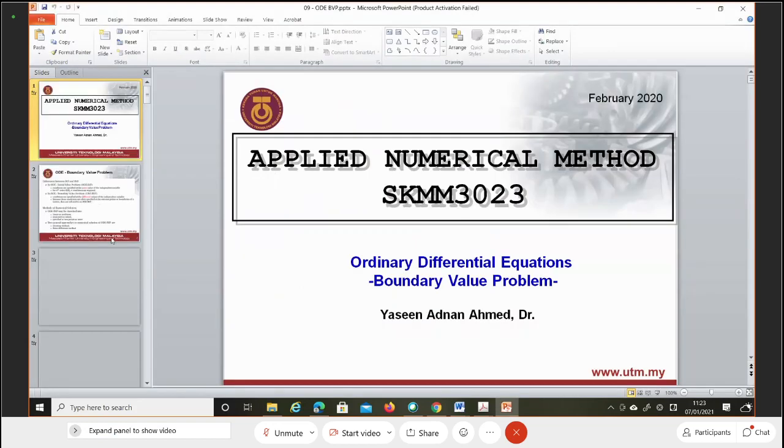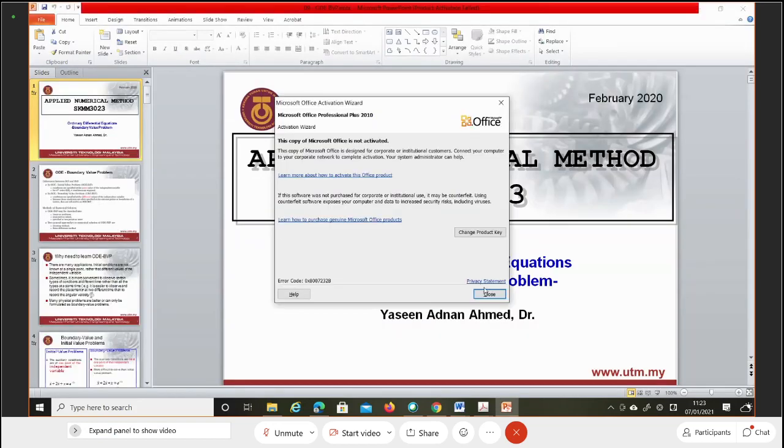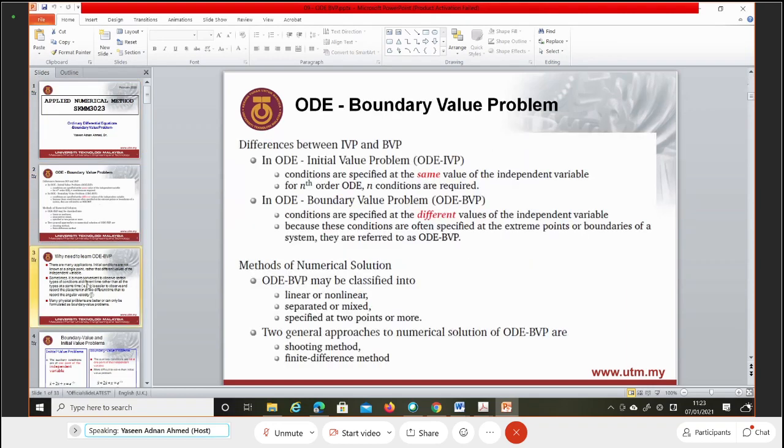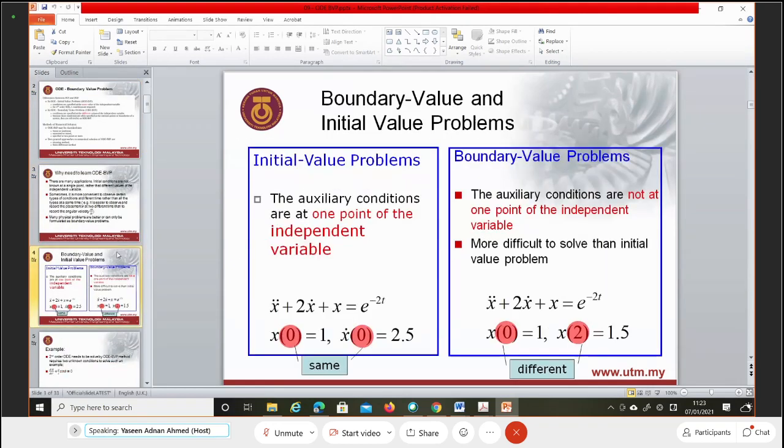Okay, so last time, if you remember, when you have a problem, you need to understand whether it is an initial value problem or a boundary value problem. This is very important. That's how we can differentiate them.